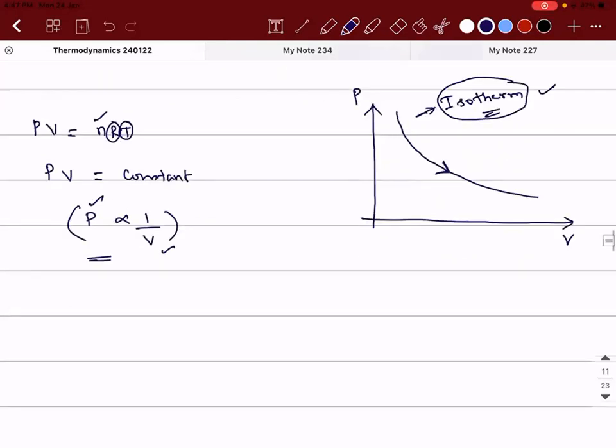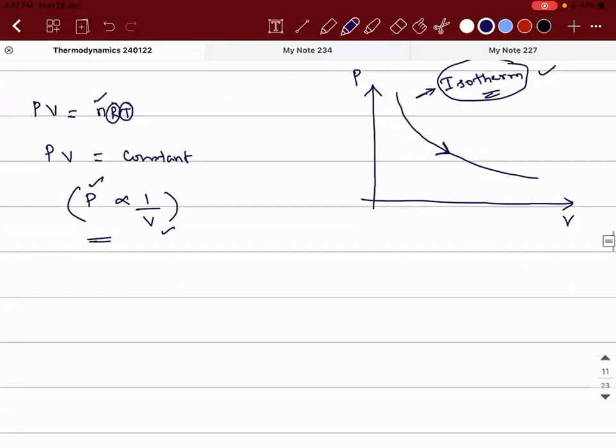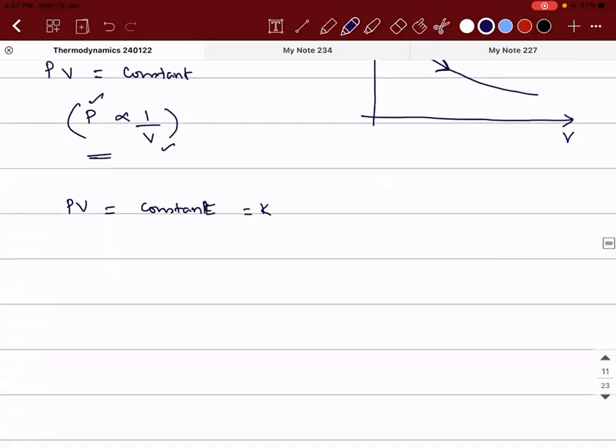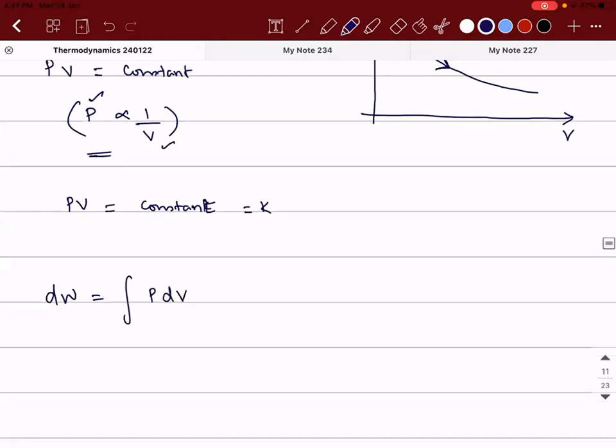Now listen to this carefully. So when I know that PV is equal to constant, I'll call it some K. My job is to find the work done. So I know that W is equal to the integral of PdV from V1 to V2.